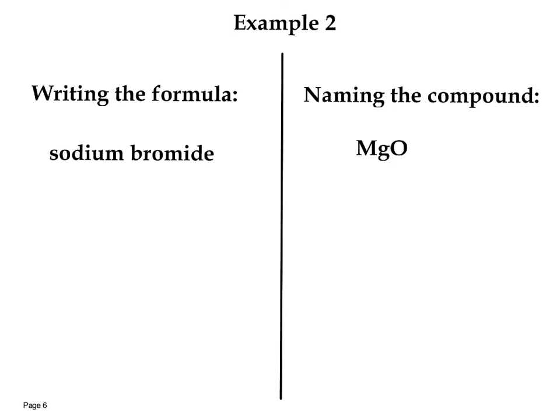Okay, let's take a look at our next set of examples. So I'm going to start here on the left side of the screen with writing the formula. I need to write the formula for sodium bromide. So again, as always, I'm going to identify the chemical symbols. So sodium is Na, and bromide, remember the -ide ending, is changed for the nonmetal. So bromide has to come from bromine. The symbol for bromine is Br.